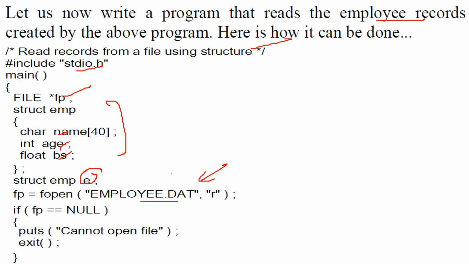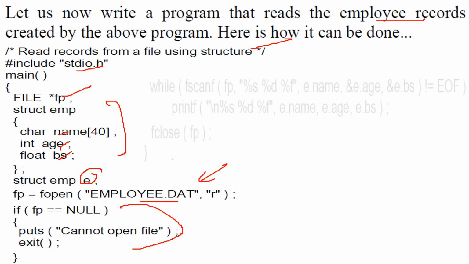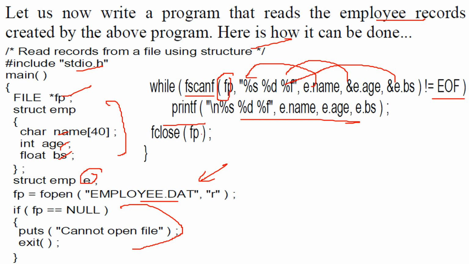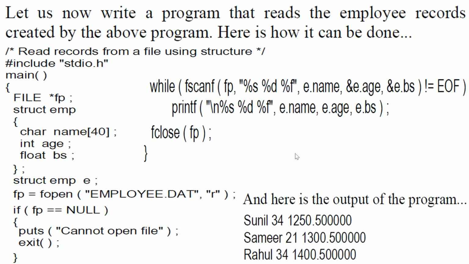So we want to open this file in read mode. If it is not open, we raise an error. Otherwise, we use fscanf, scanning from the file fp. What are we scanning? The name, the age, and the bs, basic salary. Until we reach end of file, we just read it and print it. We simply use printf, and we close the file. So this is the sample run.